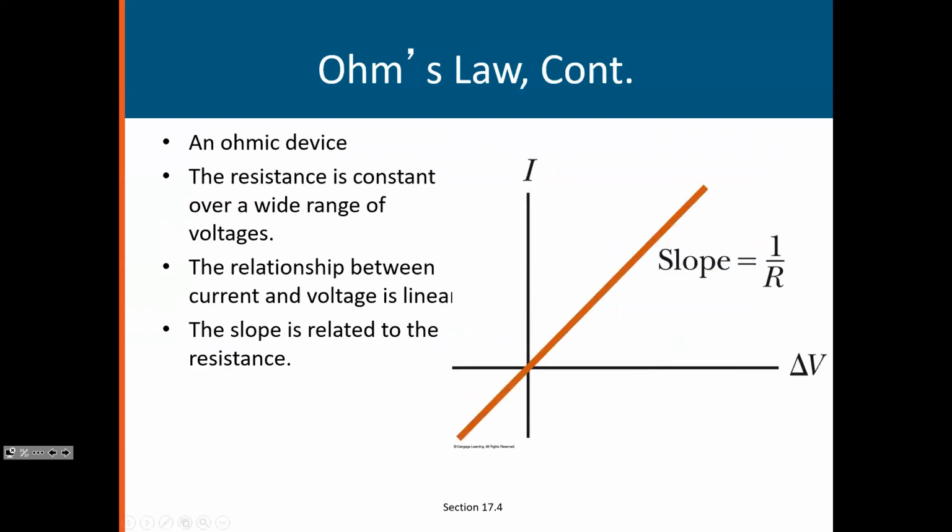So here is a graph of current versus potential difference, current versus voltage. You can see this is one that is obeying Ohm's law. When the voltage is doubled, the current is doubled. It's a straight line. That means it is obeying Ohm's law. The slope will be 1 over R, because I put the current on the y-axis and the potential difference on the x-axis. So the slope will not be R, but 1 over R.